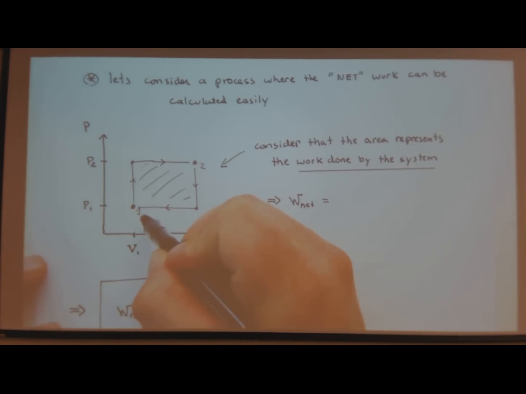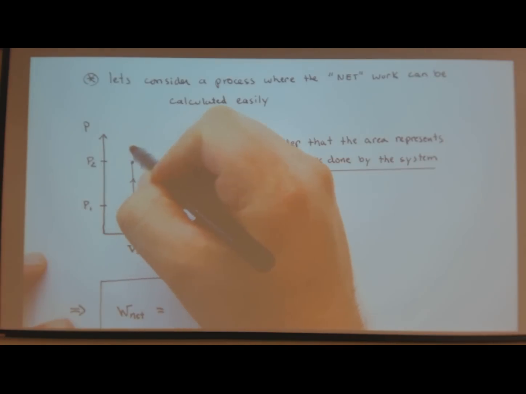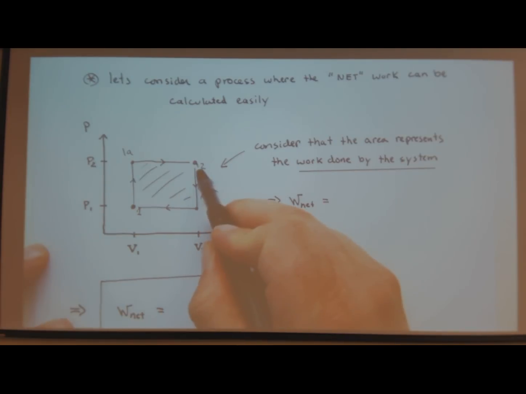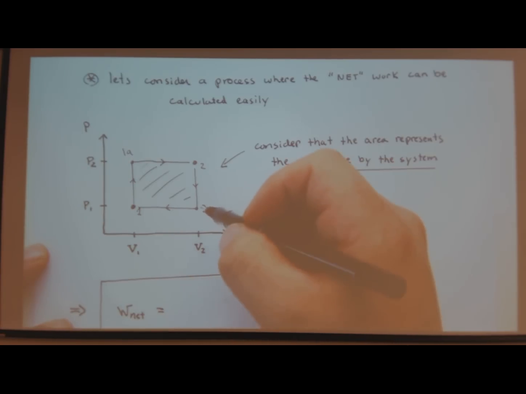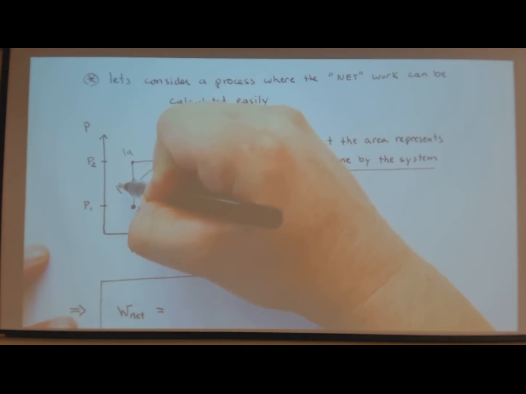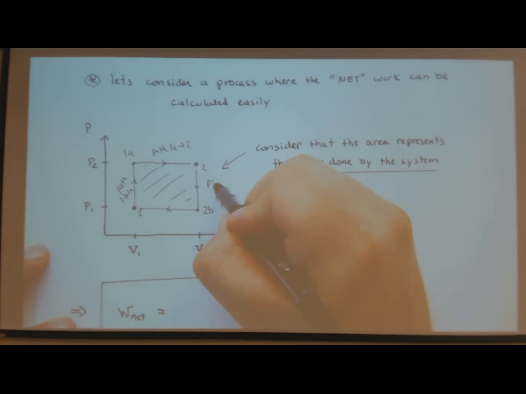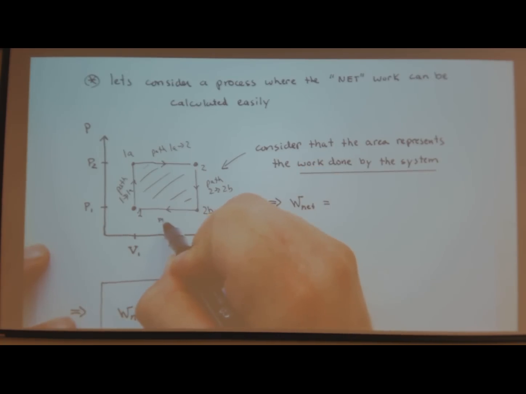And in this case, I start at state 1. I go to state 1A, then I go to state 2, then I go to state 2, I call it 2B. So I have a path 1 to 1A, I got a path 1A to 2, I got a path 2 to 2B, and I got a path 2B to 1.